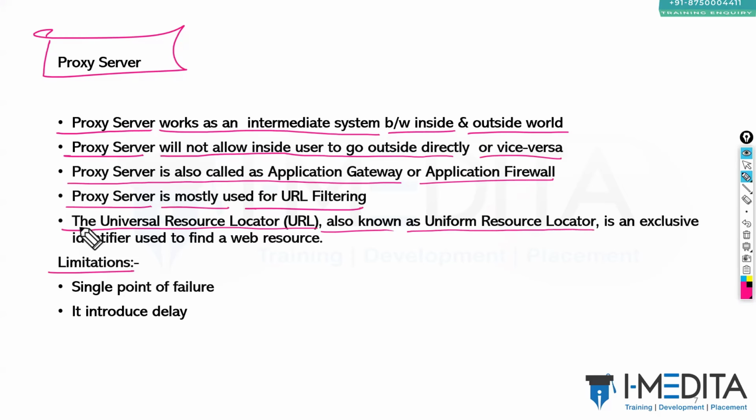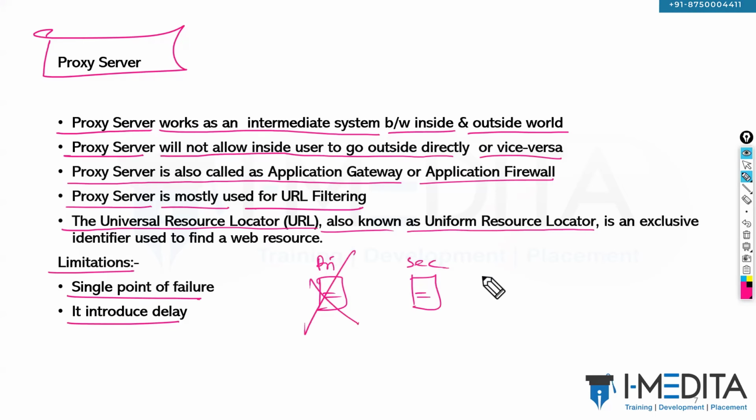There can be limitations when we are using proxy server. First is single point of failure. Second one, it introduces delay. To overcome the problem of single point of failure, we can use HA here, one primary, another secondary. If primary goes down, secondary is responsible to provide services. So single point of failure can also be solved, but it introduces delay.